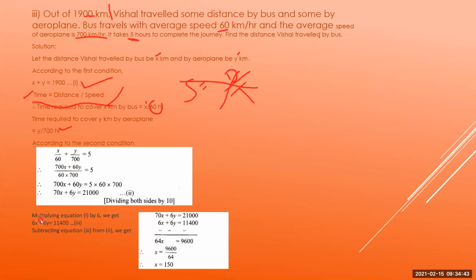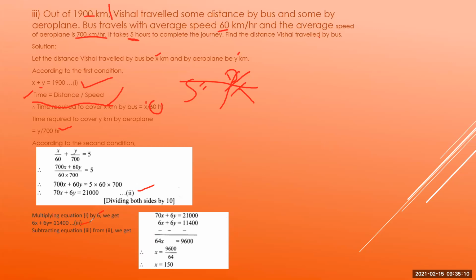Then these two equations we are having with us. Equation number 1, and the next is equation number 2. Now look here. The coefficient of y is 6 in equation 2. So we multiplied equation 1 by 6. So we got 6x plus 6y is equal to 11400.